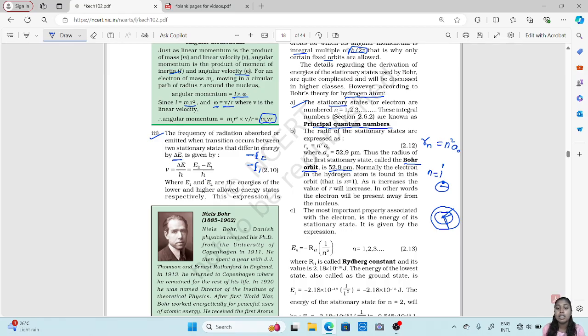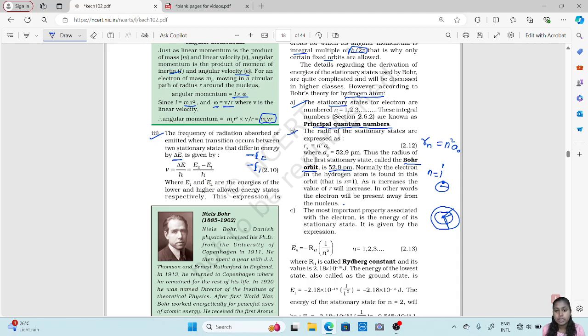So as the number of electrons increases, the orbits will also increase, and thus the radius of the orbits will also increase. In other words, the electron will be present farther away from the nucleus. Okay, that is the second point.